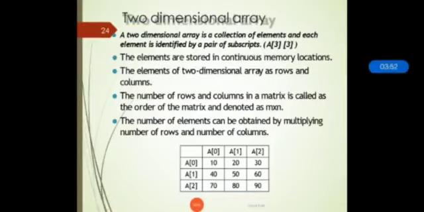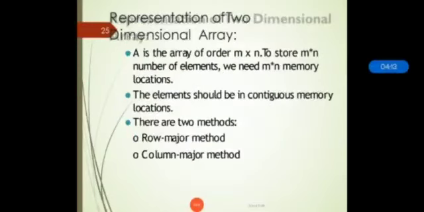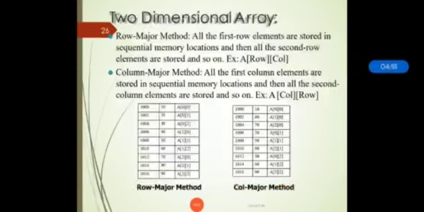A two-dimensional array is a collection of elements, and each element is identified by a pair of subscripts. As a feature, it is stored in continuous memory locations. The elements of a two-dimensional array are arranged as rows and columns. The number of rows and columns in a matrix is called the order of that matrix. The representation of a two-dimensional array is done by the row major method and the column major method.